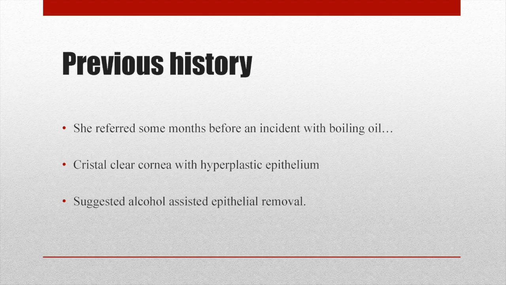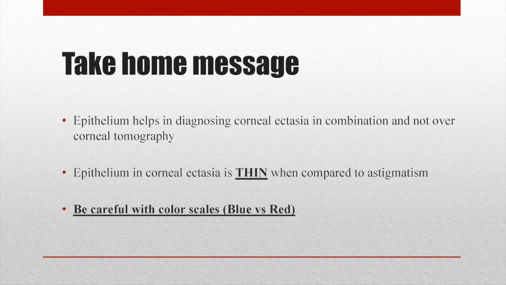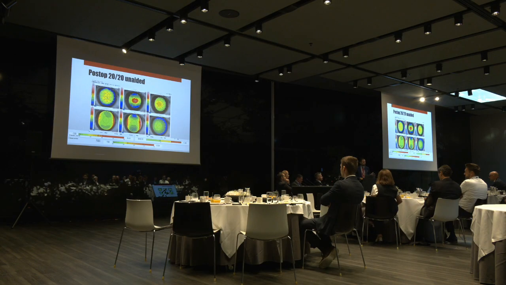So I go back to the patient and I say, there is something you didn't tell me, because the cornea was crystal clear. And she said, actually, almost 1 year ago, a drop of boiling oil went into the eye. She didn't have a decrease of vision, so she didn't think about it. And after months and months of epithelial hyperplasia, she got this. And I said, I'm just going to remove your epithelium. I was speaking about the fact that the epithelium in corneal ectasia is thin when compared to astigmatism, where it is thick. And this is the post-op.